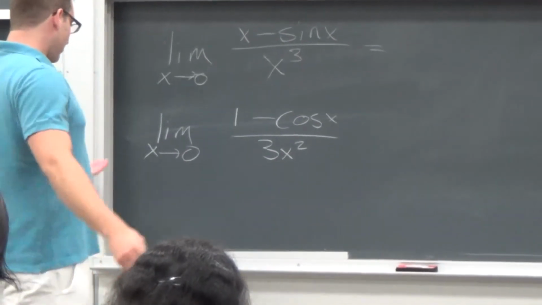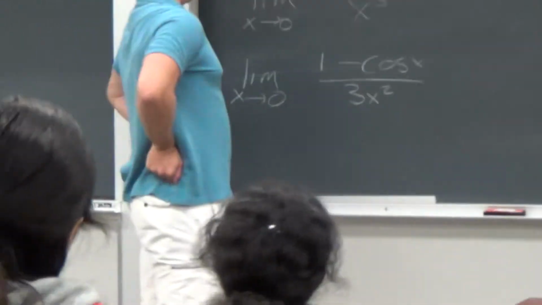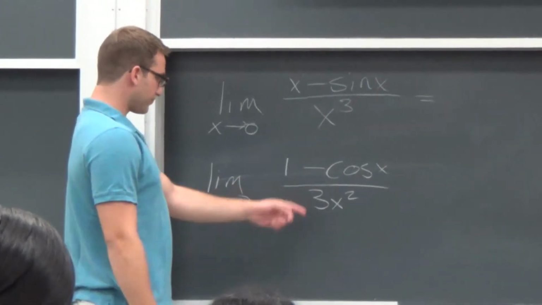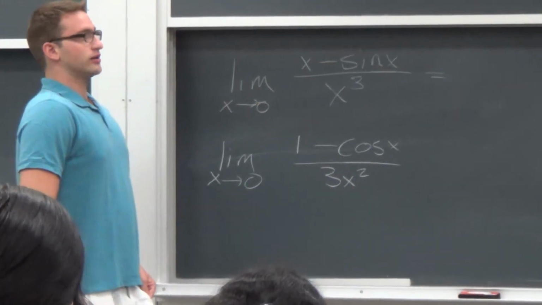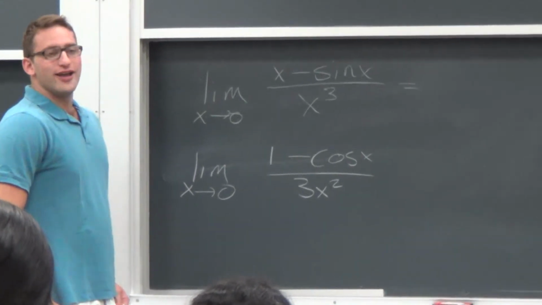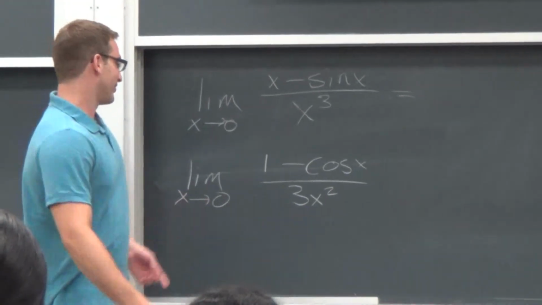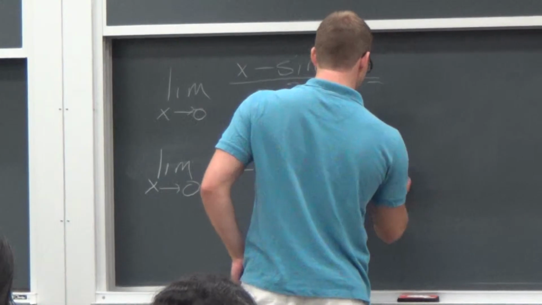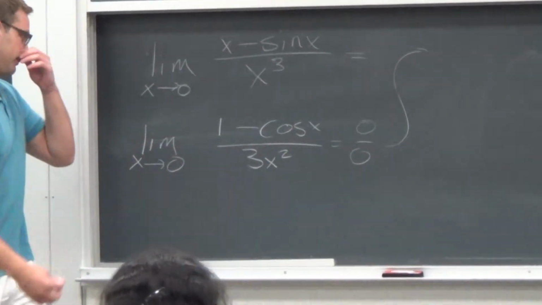So what do we do now? Well, we can try and plug it in. We get 1 minus cosine 0, which is 1 minus 1, which is 0. We get 3 times 0 at the bottom, so we have 0 over 0 again. A lot of people stop here and say, oh, now I don't know what to do. Whenever you have a 0 over 0, you can keep on using L'Hopital's rule. So this is an indeterminate form. We're going to keep going and apply L'Hopital's rule again.